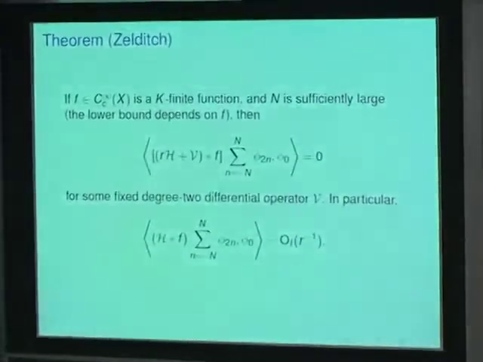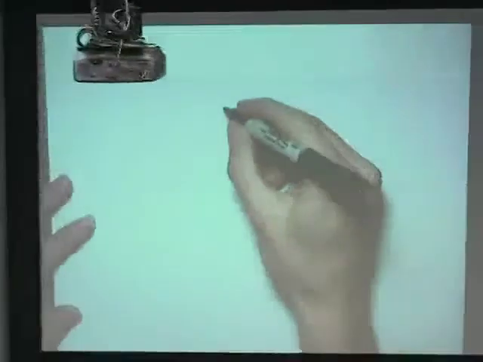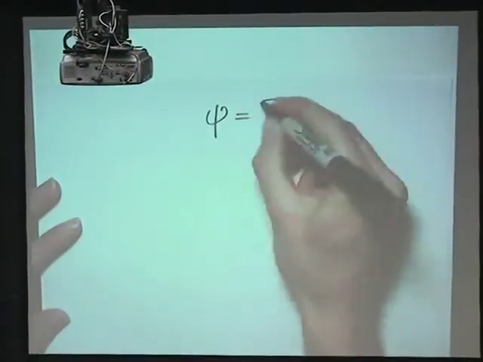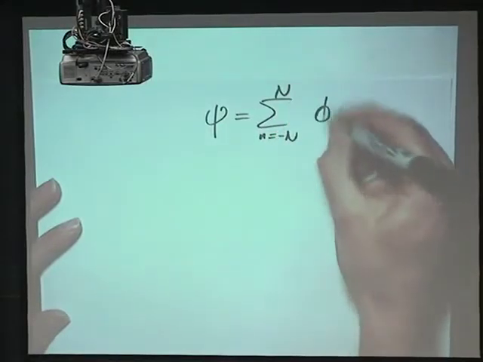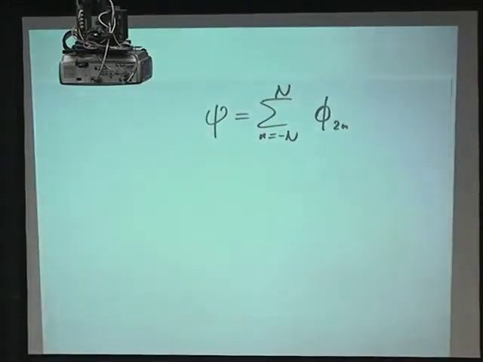And I want to introduce a shorthand because there's always this function, the sum from n equals -n to n of phi 2n. Psi is equal to the sum from n equals -n to n of phi 2n, just so that I don't have to write that much. It's just a sum that we kept seeing frequently.